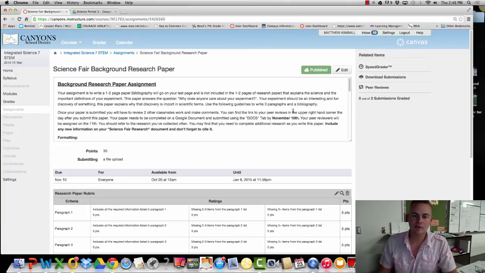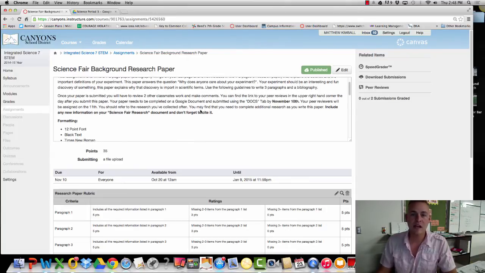Use the following guidelines to write 3 paragraphs and a bibliography. So this is 3 paragraphs, 10 sentences each. We're looking for about 1 to 2 pages. I'm not real big on the page count, but I am big on it being complete and you answering all of the questions I'm asking. Continuing reading here on the assignment, it says once your paper is submitted, you'll have to review 2 other classmates' work and make comments on their work to help them revise and edit.